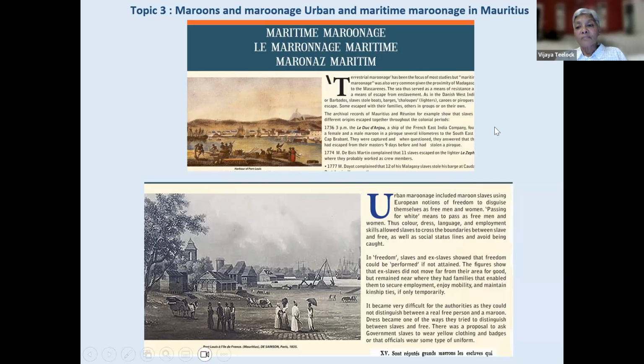How do we know about this? Because unfortunately for many of them, they were caught and brought back to Mauritius and prosecuted.